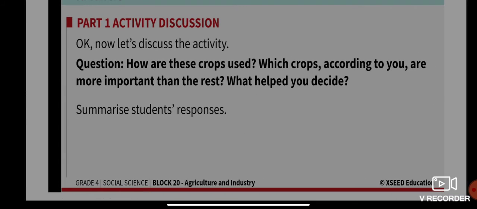Now, how are these crops used, and which crops according to you are more important than the rest, and what helped you decide? How are these crops used, and which crops according to you are more important than the rest, and what helped you decide?